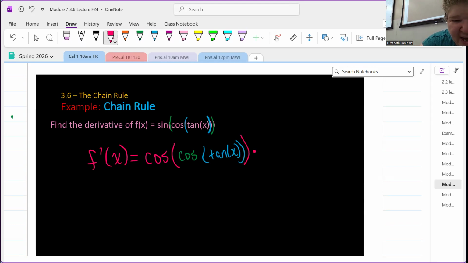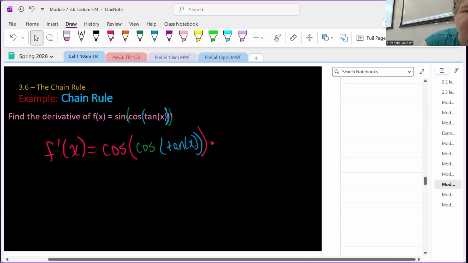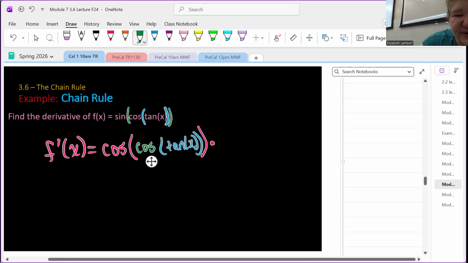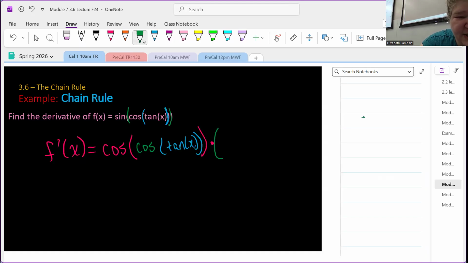Then we do times the derivative of the inside. So the derivative of the inside is now the derivative of the cosine. Derivative of cosine is negative sine of thing. And now we do the derivative of that inside. So the derivative of tangent is secant squared.